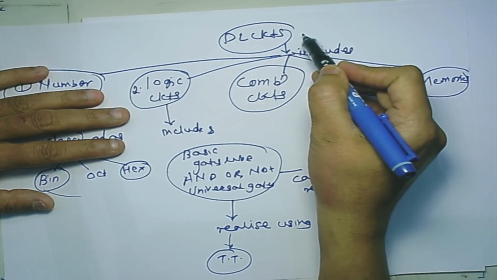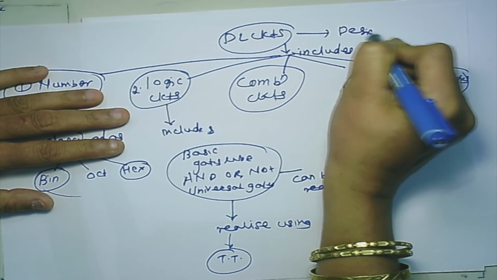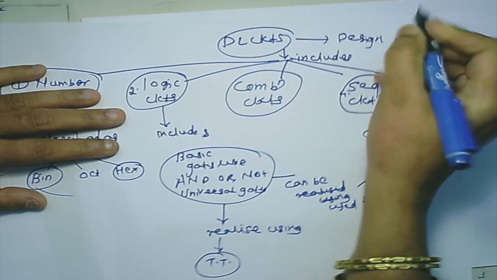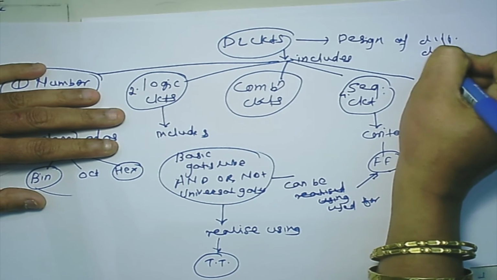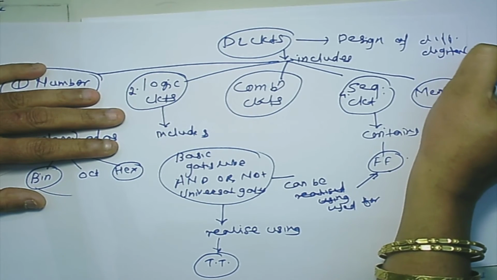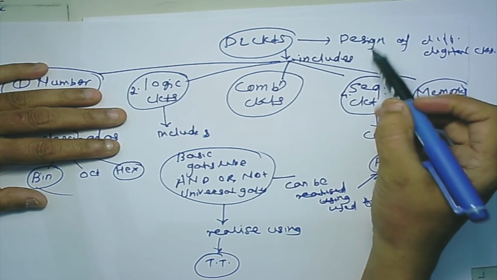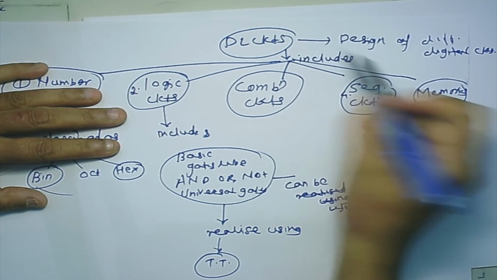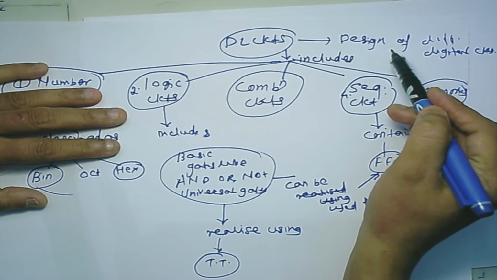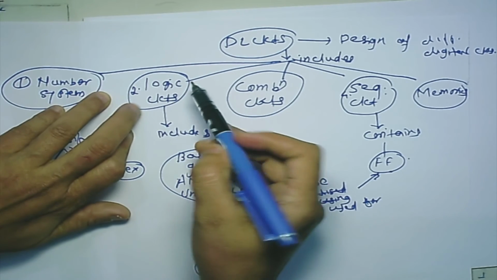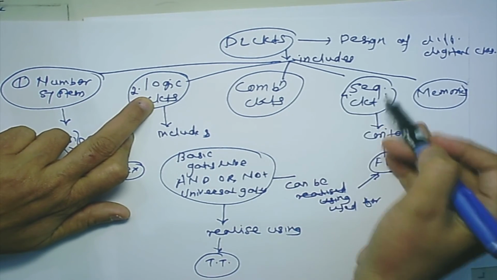So for digital logic circuits, suppose one of the course objectives is that students will be able to design different digital circuits. So if design of a digital circuit is the course-level objective, then in order to fulfill this course objective, which chapters do I have to include? I need a logic circuit, I need a combinational circuit, I need a sequential circuit.